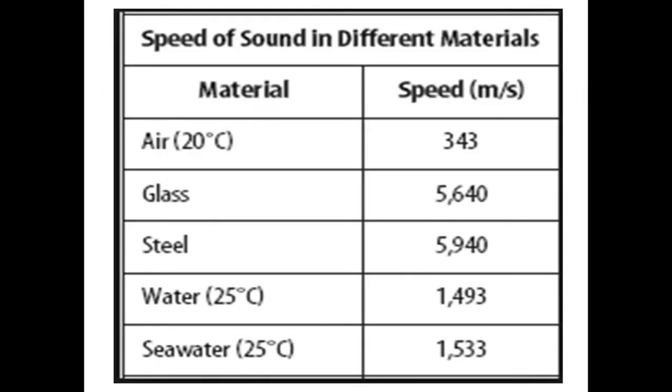Now we are going to discuss the speed of sound. Sound travels with the speed of 343 meters per second through air. Glass, it is 5640 meters per second. Steel, 5940 meters per second. In water, 1493 meters per second. Seawater, 1533. These are the speeds of sound in different media.